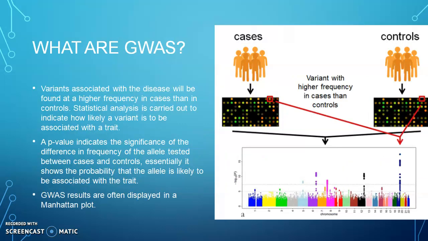So variants associated with the disease will be found at a higher frequency in the cases than in the controls, like we just said, and statistical analysis is carried out to indicate how likely that variant is to be associated with said trait. So a p-value, which is just a statistical value of quantifying this research, is the significance of the difference in frequency of the allele tested between the cases and the controls. Essentially, it shows the probability that the allele is likely to be associated with said trait. And a lot of times these results are expressed in a Manhattan plot, which is shown on this slide. It's called a Manhattan plot because the different varying levels can sometimes look like the skyline of Manhattan.